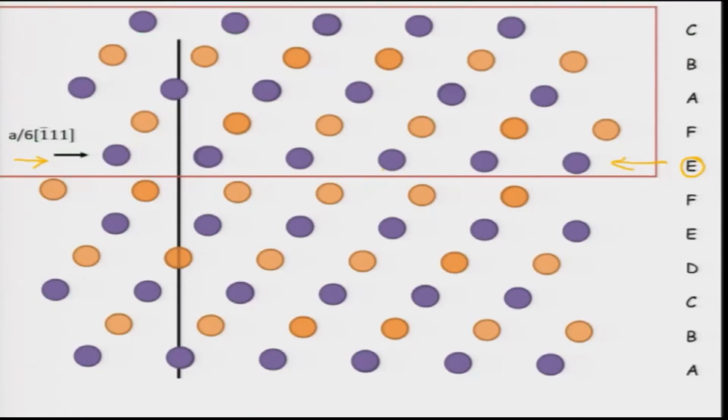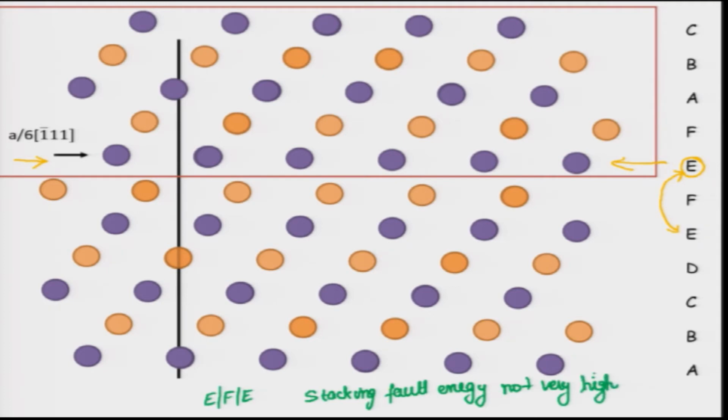Now, this type of stacking is possible in the BCC system, on the 112 planes, and here what you see is what is the closest neighbor. The closest neighbor is separated by one layer of atoms. So, here the stacking fault energy would not be very high. Okay. So, this is one possibility.